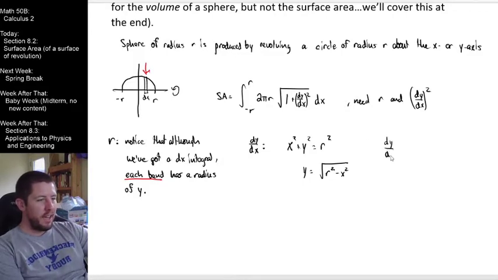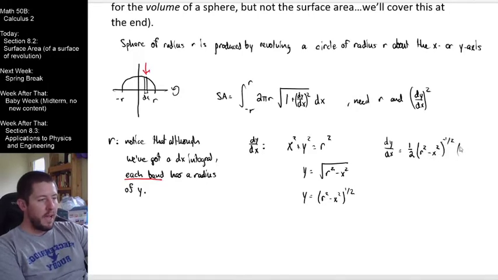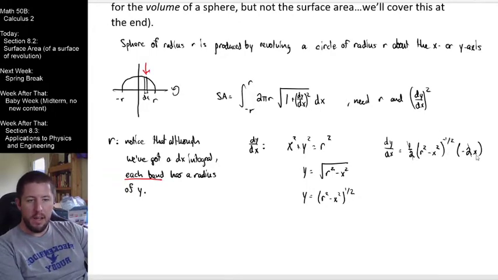So then dy dx here, what are we going to get? Well, I'm thinking of this as y equals r squared minus x squared to the 1/2. I need to take the derivative of this with respect to x. So I'm going to get a 1/2 r squared minus x squared to the negative 1/2 times negative 2x by the chain rule right there. In fact, I think we did this exact same derivative yesterday. Our 1/2 and our 2 are going to cancel. This is a 1 over a square root term right here. That x is going to be up in the numerator. So it looks like I'm getting dy dx equals x over square root r squared minus x squared.